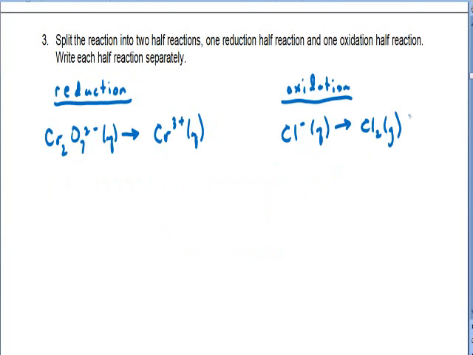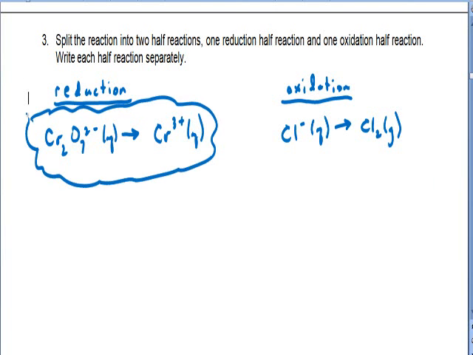What we've now done is separated our half reactions so that we have our reduction half reaction, which was identified by seeing that the oxidation state of chromium went down from +6 to +3 in this process. We've separated that from the oxidation half reaction, which we identified by seeing that the oxidation state of the chloride ion went from -1 up to 0, an increase in the oxidation state to identify the process as oxidation.